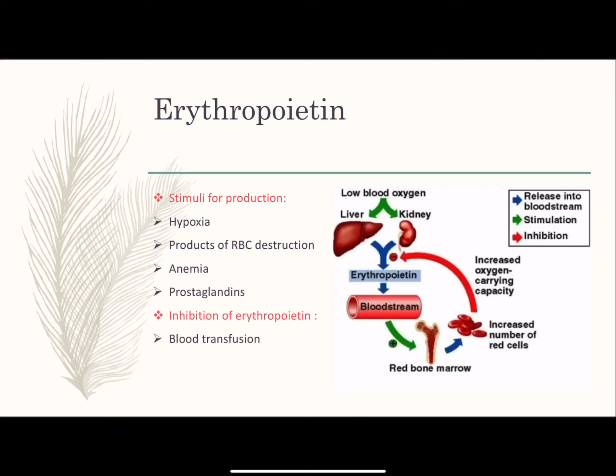There is a hormone present inside the kidney that stimulates the red bone marrow to produce red blood cells. This hormone is called erythropoietin. Erythropoietin gets stimulated by several events such as hypoxia, red blood cell destruction, anemia, and prostaglandin. It is inhibited by a lot of events such as blood transfusion and so on.